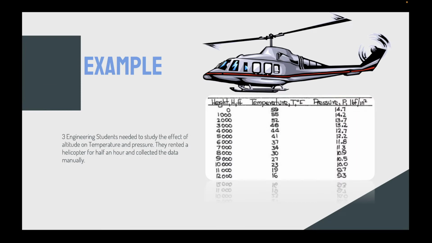Now here we will take an explaining example. We have 3 engineering students. They need to study the effect of altitude on temperature and pressure. What they did, they rented a helicopter for half an hour and collected the data manually. Let's say they distribute the work: somebody would be registering the height based on the information from the helicopter, another student would be recording the temperature, and the other student would be recording the pressure. Now at height 0, before they launch their flight, temperature was 59, pressure was 14.7.